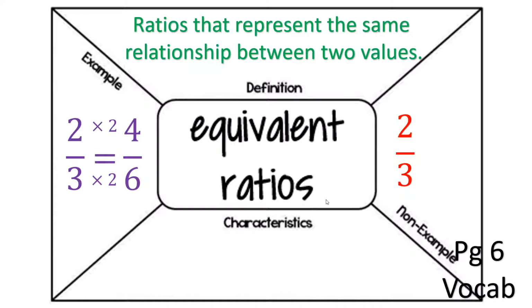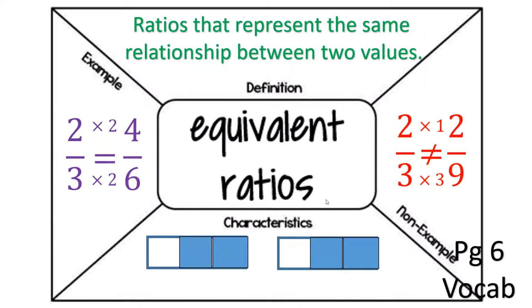A non-example would be 2/3 and 2/9. These are not equivalent or not equal because the numerator has been multiplied by 1, but the denominator has been multiplied by 3. So the value is not the same because they have not been multiplied by the same number.